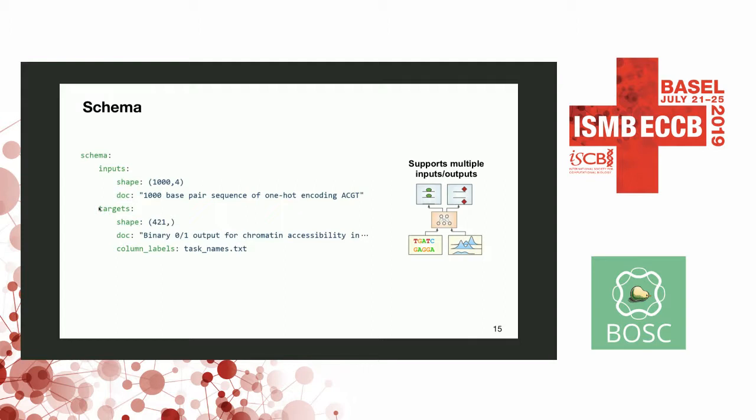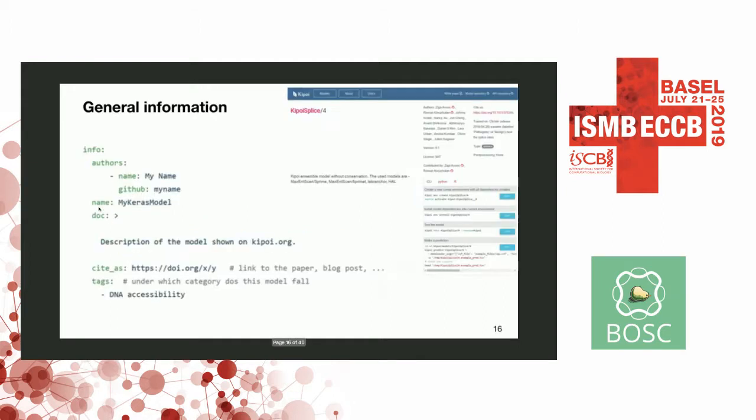You also describe the schema, which means the dimensions of input and outputs of your model, as well as some description for users to know what they need to put in and what they will get out. And then there are also fields in this YML file that provide general information for the model so that one can quickly browse and find out what each model does.